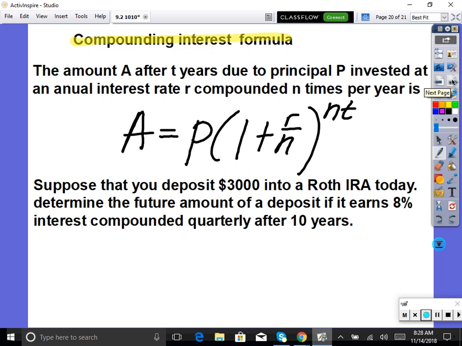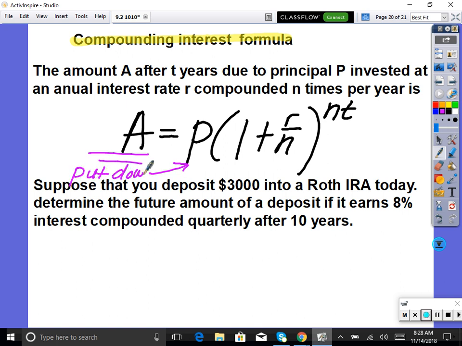Okay, so here's the formula for interest. Like if you put money in the bank, this is an interest formula. So it says the amount A after T years due to principal P invested at an annual interest rate R compounded N times per year is this formula. So from this formula, we got to say what everything is. A is the amount in the end after you've invested. P is the put down amount, or they call it the principal.